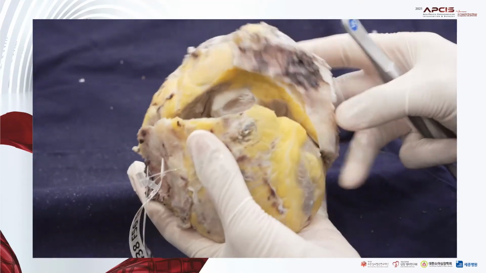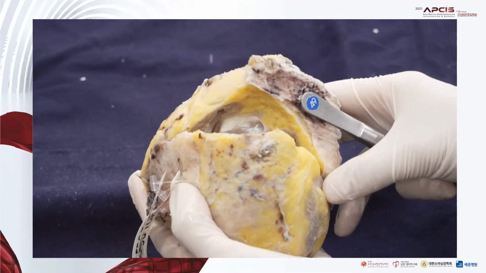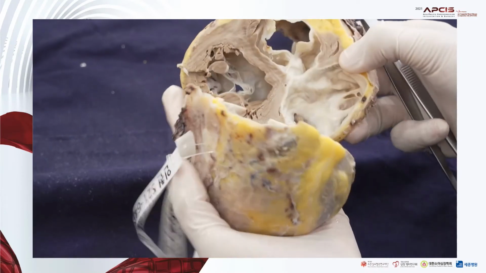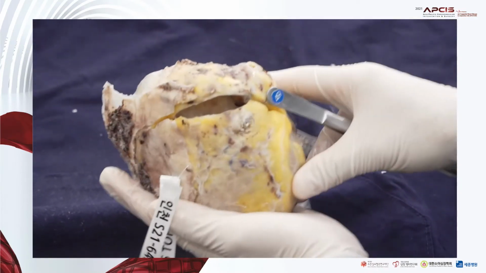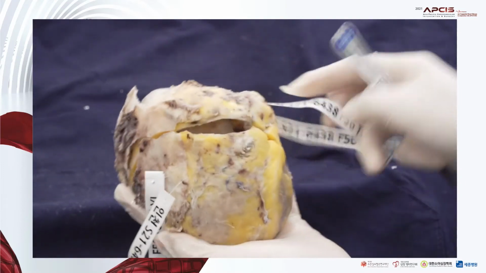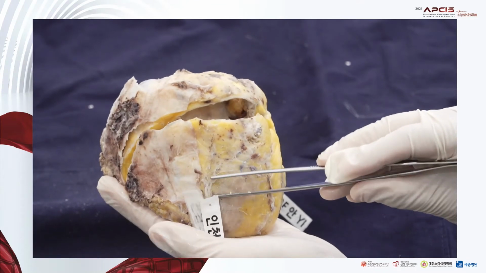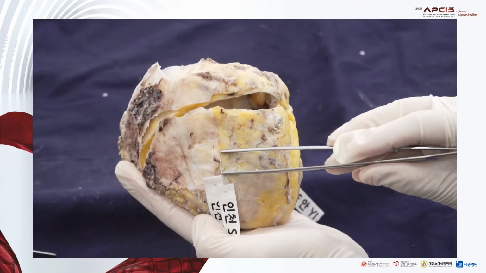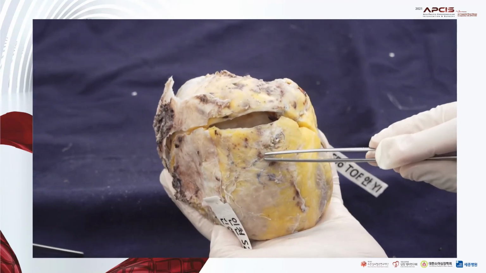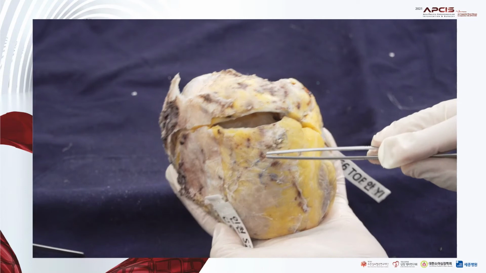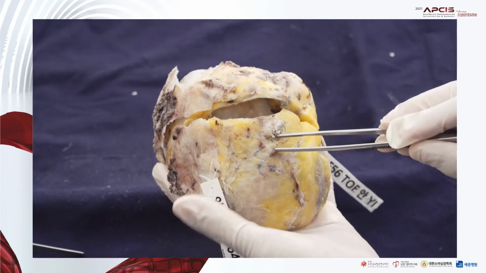This patient was a 56-year-old woman with a history of operation for tetralogy of Fallot. The visceral and parietal pericardium are adhered due to the previous operation. And there is also some suture material in the subepicardium, which represents the previous surgery for tetralogy of Fallot.